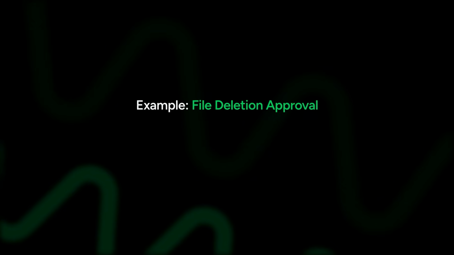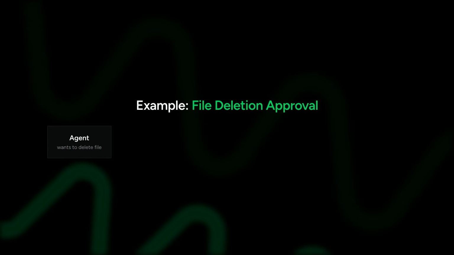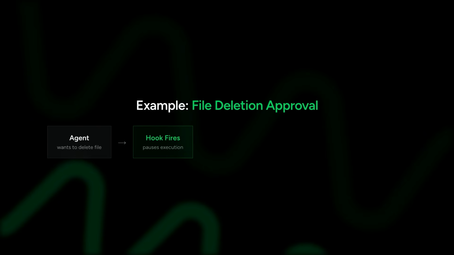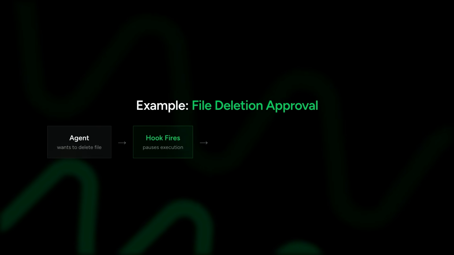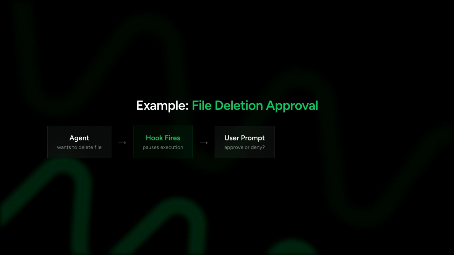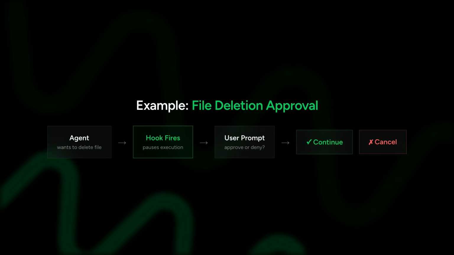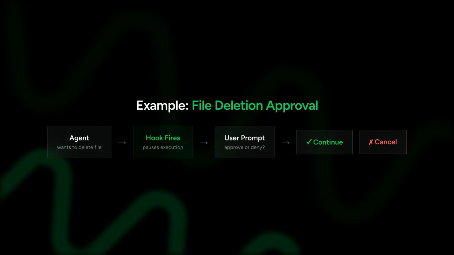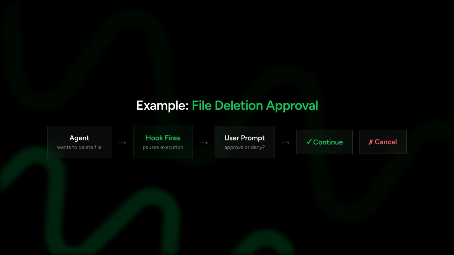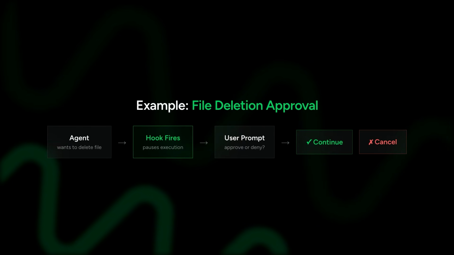without them stepping on each other or interfering. Human in the loop is one of the most common reasons to use hooks. Let's say you're building an agent that runs locally on someone's machine, and one of the things it can do is manipulate files. What you might want is a hook that pauses the agent before any file deletion happens and asks the user for approval. The user can see what's about to be deleted, approve or deny the action, and the agent either continues or cancels based on that response.